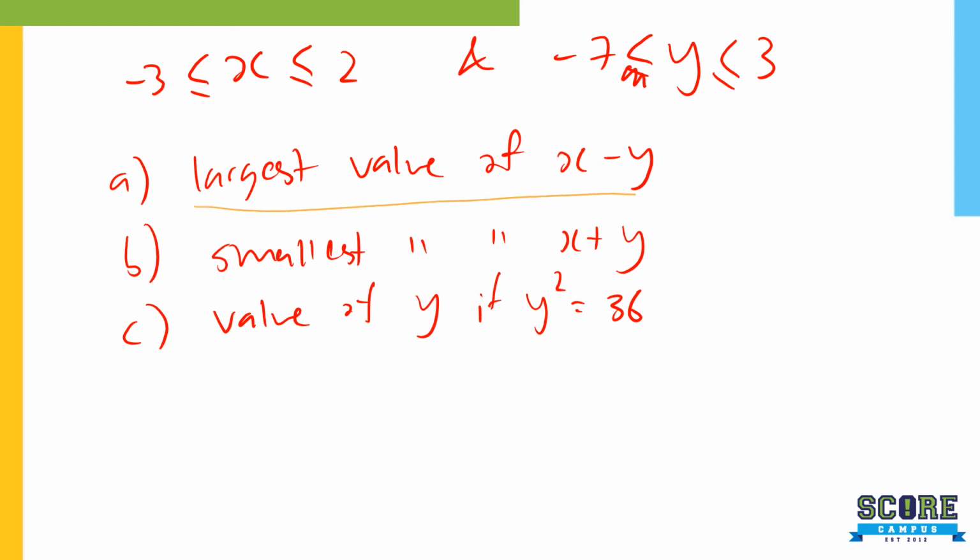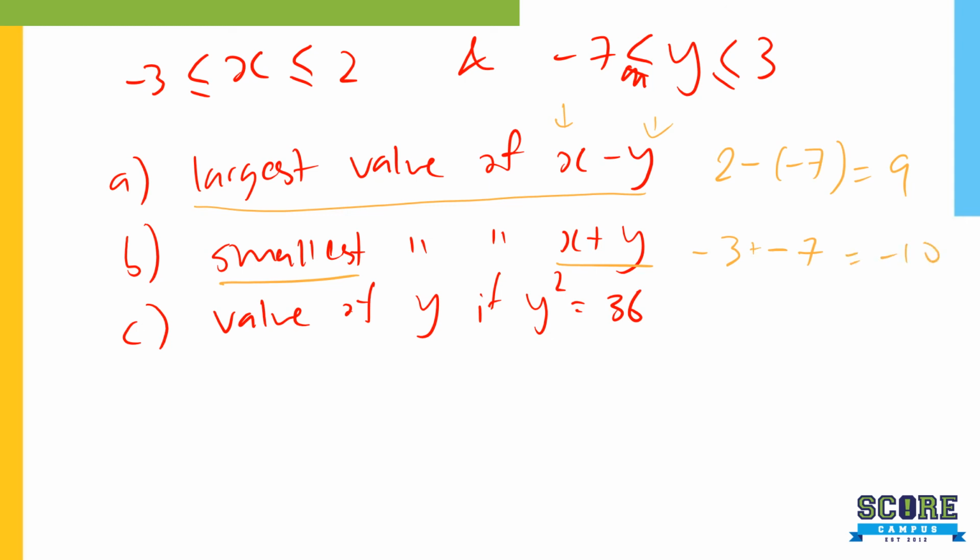Now you want to find the largest value of x minus y. This is tricky in a way, so you want y to be as small as possible, x to be as big as possible. So you take 2 and you take minus 7, you get 9, right? The sign is very tricky because it comes into play over here. Smallest value of x plus y: here you can take minus 7 and here minus 3. Minus 3 plus minus 7, you get minus 10.